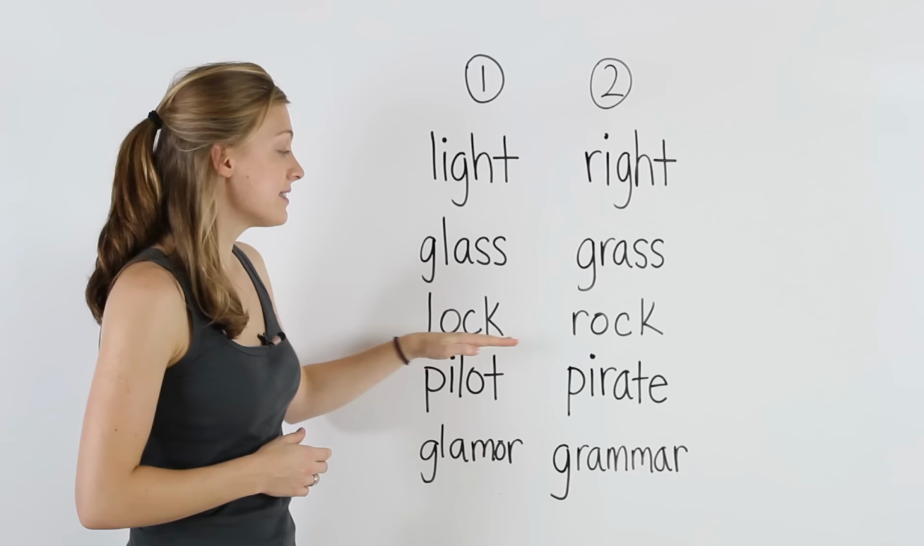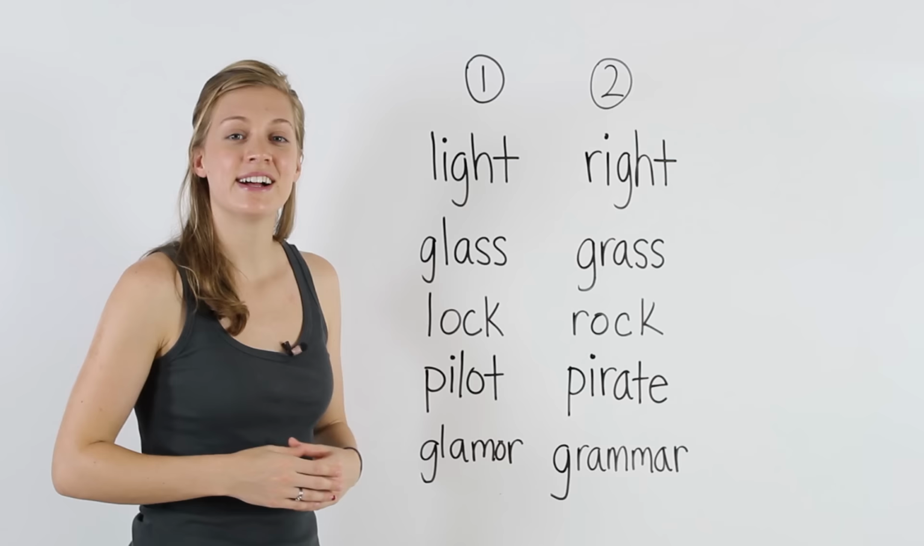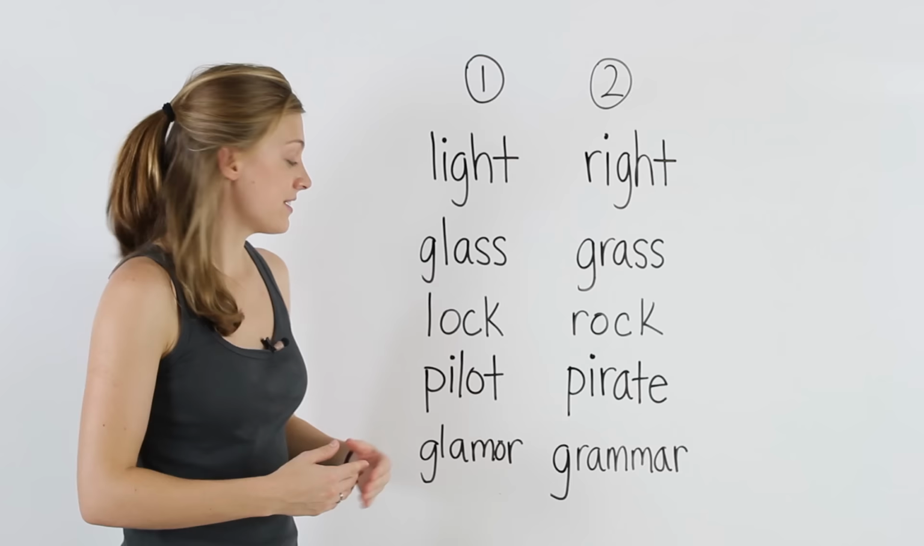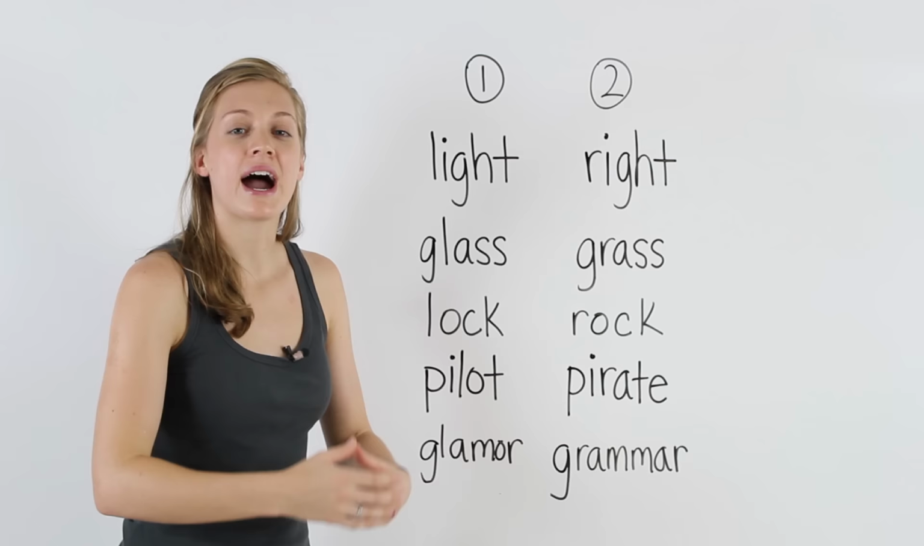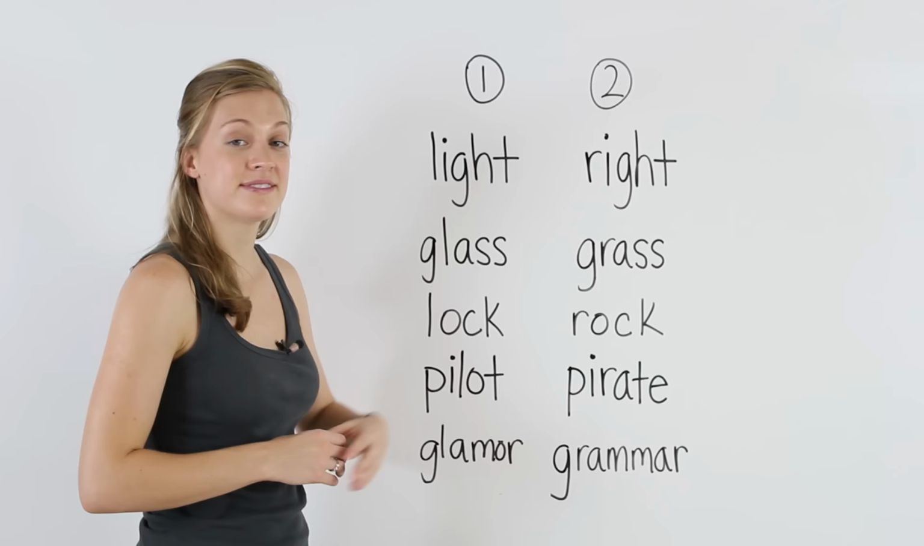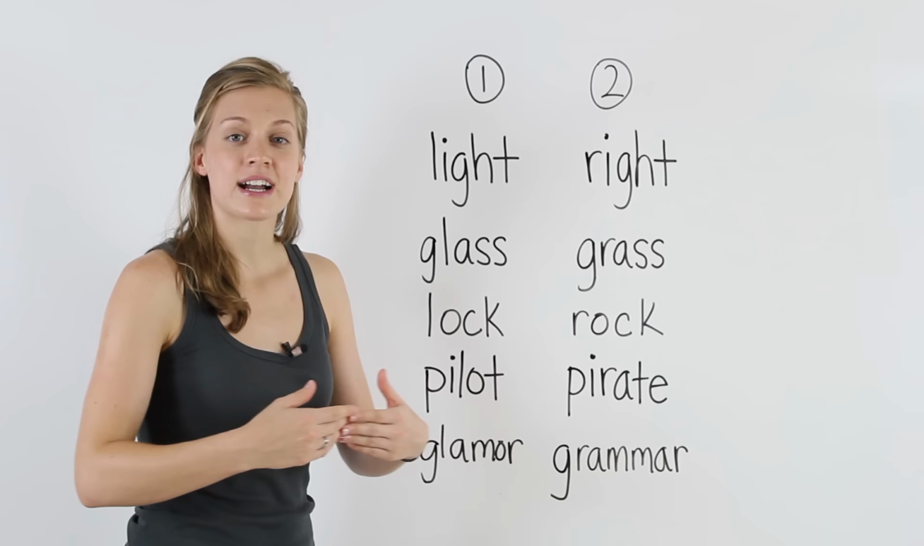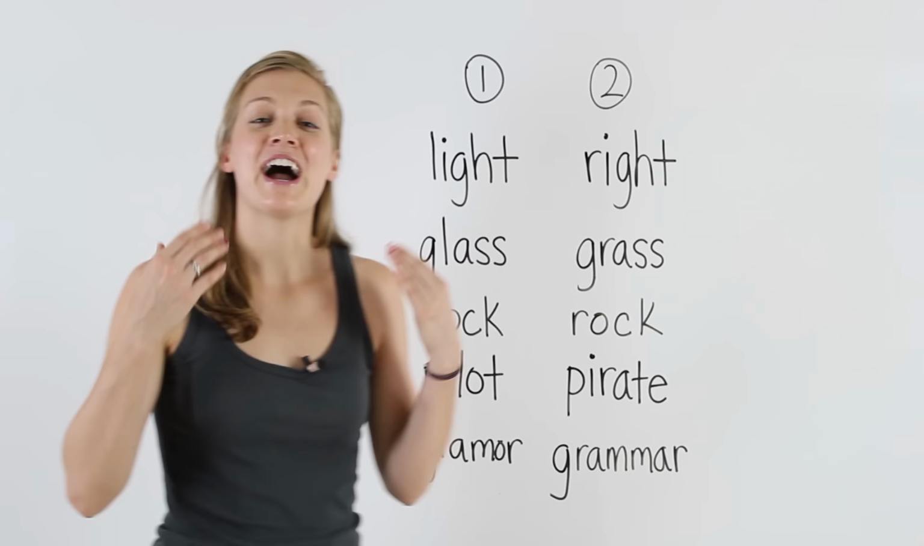Next, lock, rock. Listen carefully. Lock. Lock. I bet you chose lock. Next, pilot, pirate. Listen carefully. Pirate. Pirate. The correct answer was pirate. Next, glamour, grammar. Listen carefully. Glamour. Glamour. The correct answer was glamour. I hope you did well. Now let's move on. Now let's look at some example sentences.